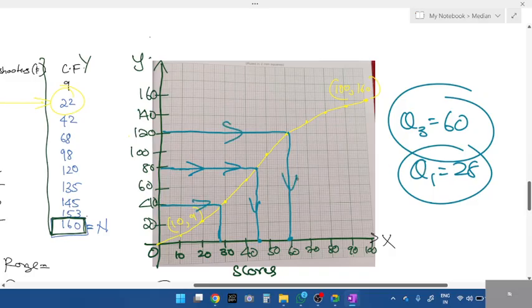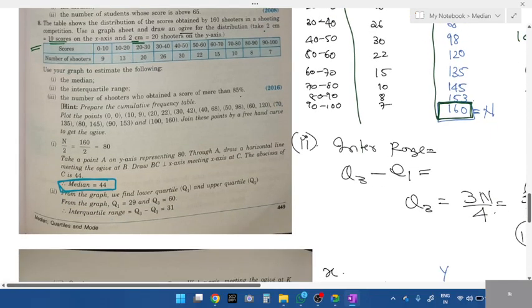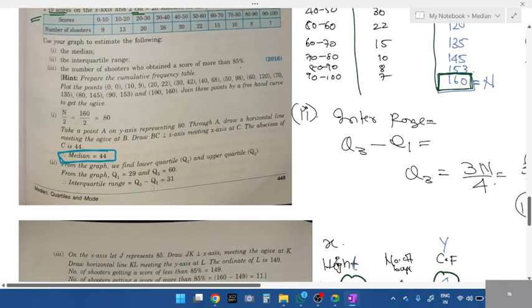Any doubts? Q1 and Q3. If you want, just mention Q3 on top. Q3, Q1. So we got 60 and 28. Let us see what they've given in the textbook. What is Q3, students? Fine, they've just given the direct value.